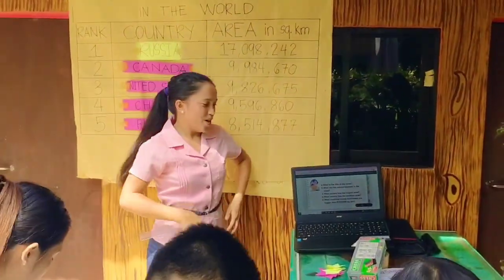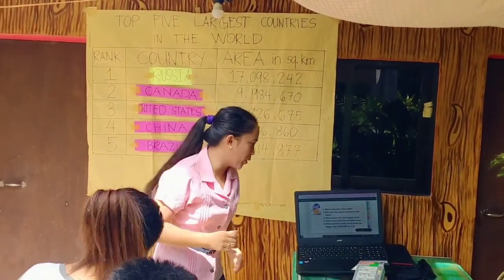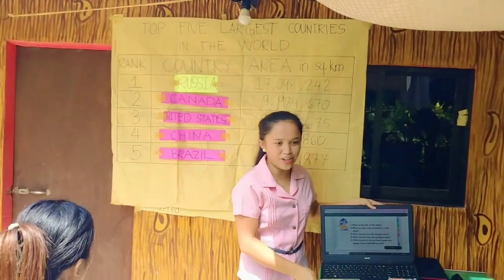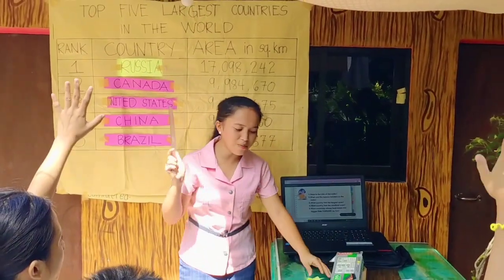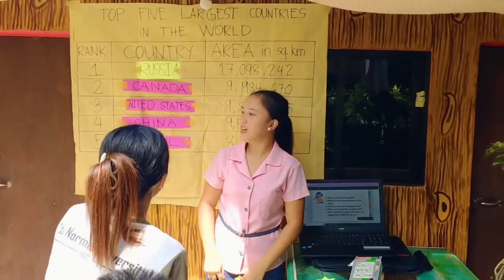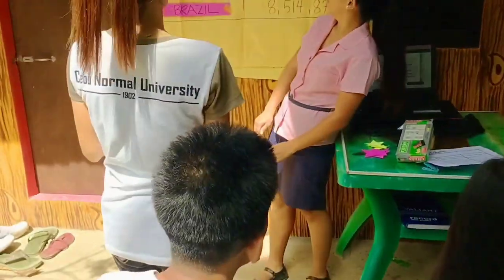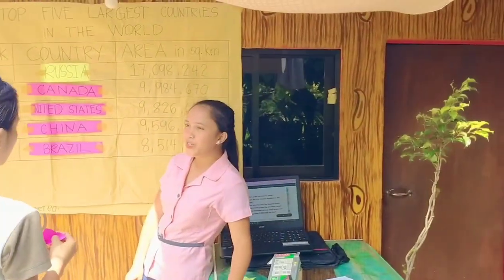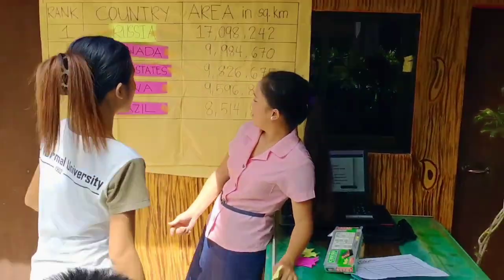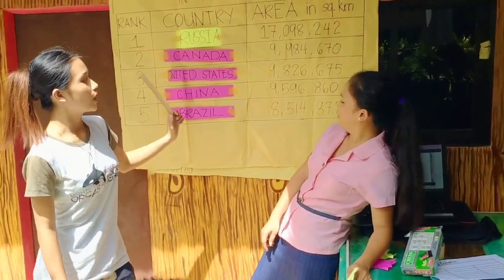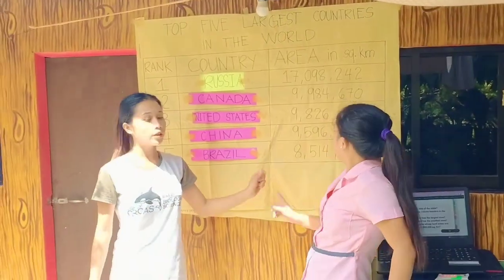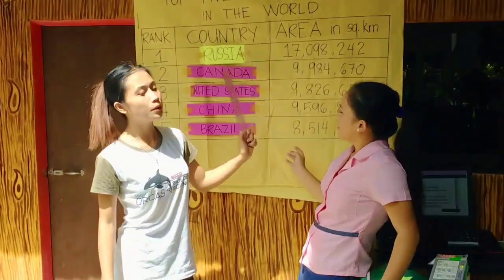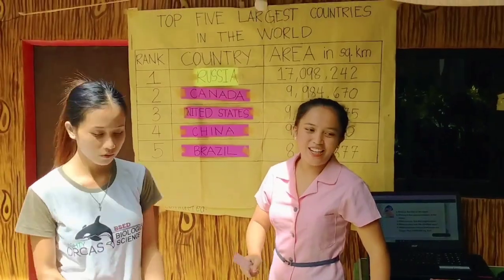Take your seat. Okay, now let's proceed to our question number 4. What country has the smallest area? Who can answer? Ma'am. Okay, Mary Jane. The country that has the smallest area is Brazil. Okay, why did you say so? Because it has a land area of 8,514,877 square kilometers. Yes, Mary Jane is correct.